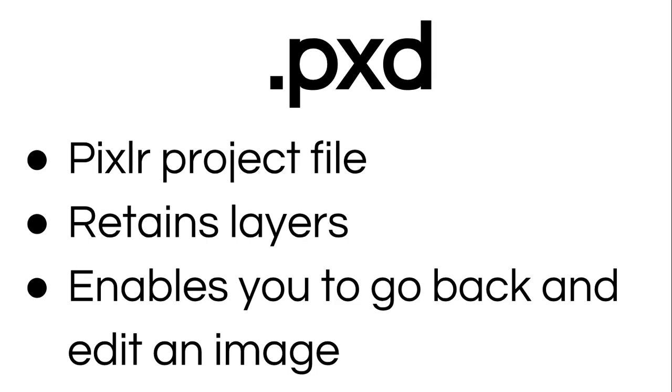And our third type of file is specific to Pixlr. It's .pxd. It is a file type that only opens in Pixlr, and it is a Pixlr project file. So if you're working with digital images and you know that you might need to come back to it later to work on it in Pixlr, it's very important that you save that file type as .pxd, because that image file will retain the layers that you are working with and will enable you to go back and edit an image. If you don't save your image as .pxd, you will have to open it from another file type and probably start over again, or at least definitely lose some of the work that you've already done.